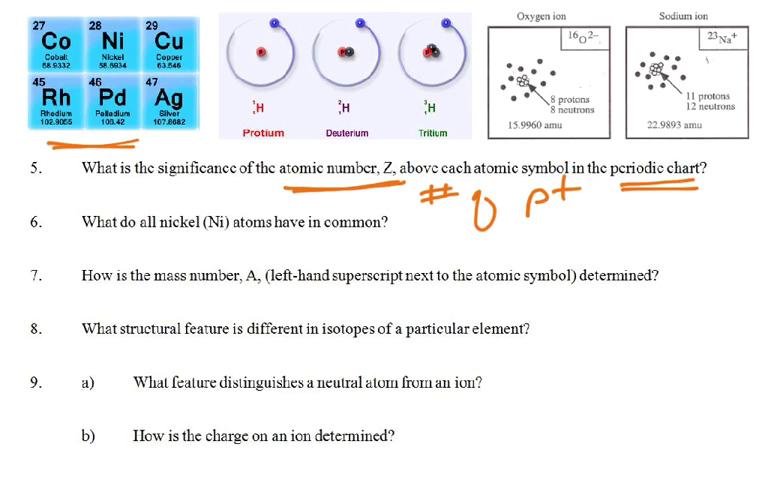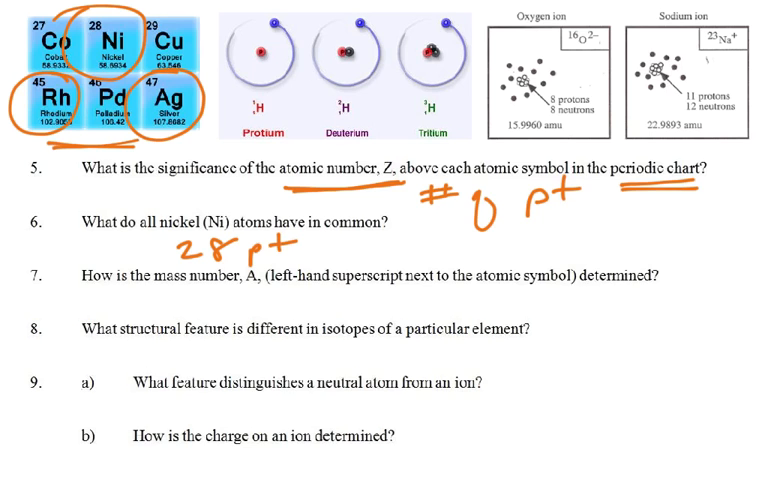Now, what do all nickel atoms have in common? All nickel atoms are going to have 28 protons. And we can ask more. What about silver? All silver atoms are going to have 47 protons. All rhodium atoms have 45 protons.